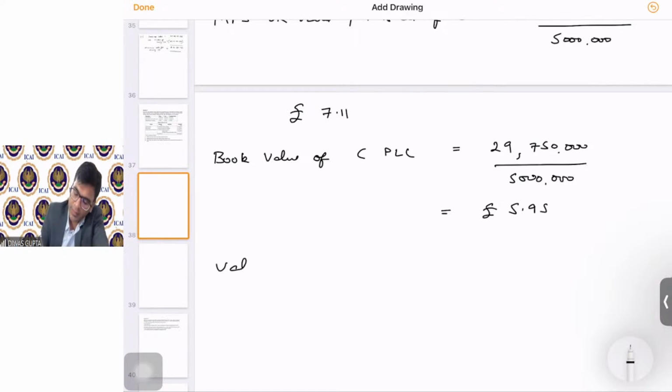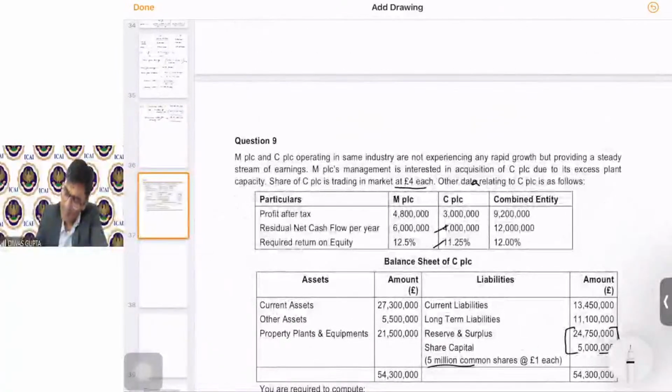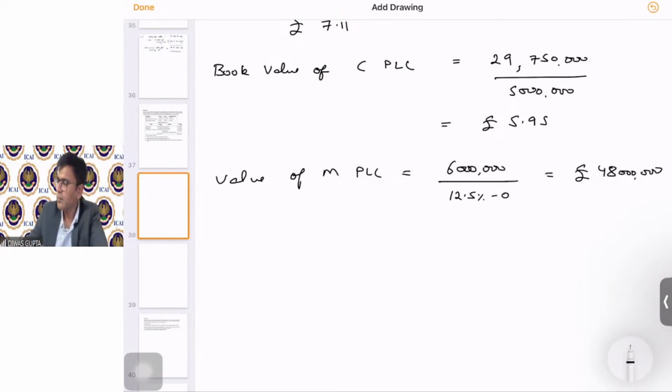Now let's calculate similarly the value of MPLC. Again, we will use the same formula. Residual cash flow was 6 million divided by 12.5% minus 0. The growth is 0. So this becomes 48 million, students. So the value of MPLC becomes 48 million.